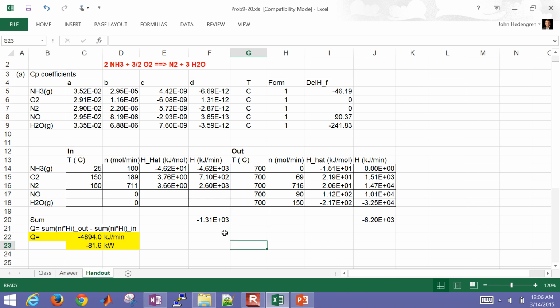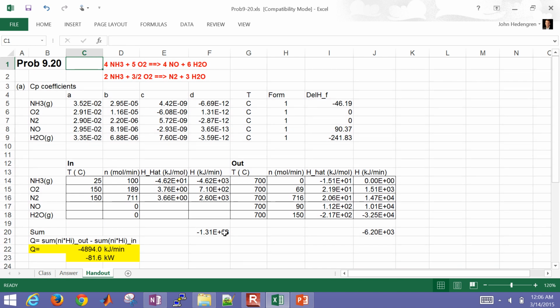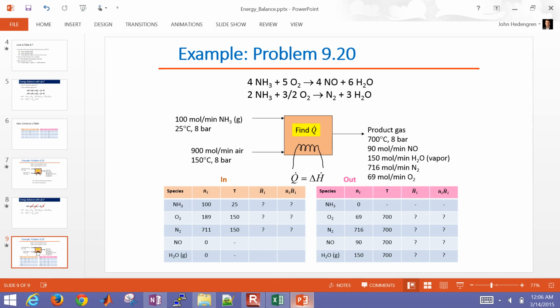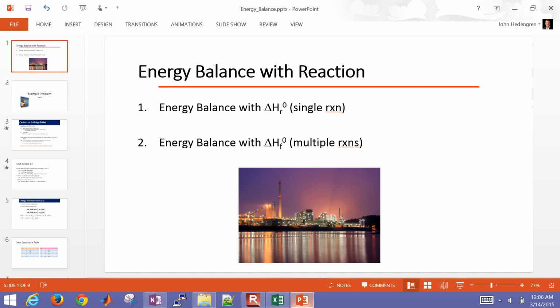So we actually had to remove some. We didn't actually have to heat it. We had to cool it off. So that was a calculation for using the delta H of formation to be able to compute the change in enthalpy, and from that we were able to compute the Q value. So let's go back really quickly and review what we did today. We did an energy balance with reactions, and the first thing that we covered was an energy balance with a single reaction, and then we looked at an energy balance with multiple reactions using the heat of formation method.